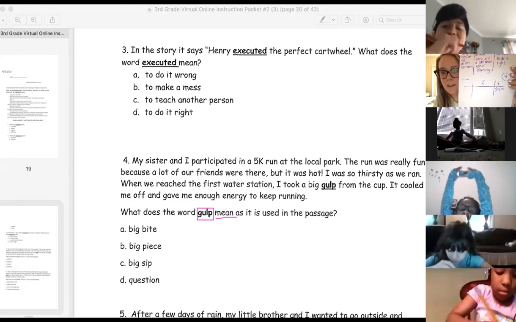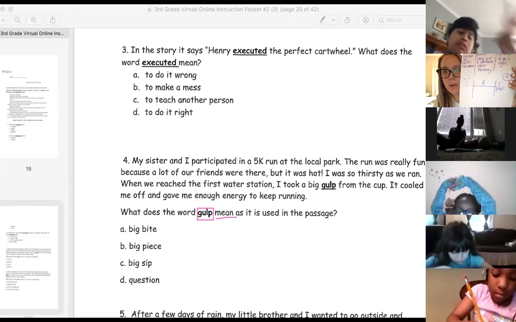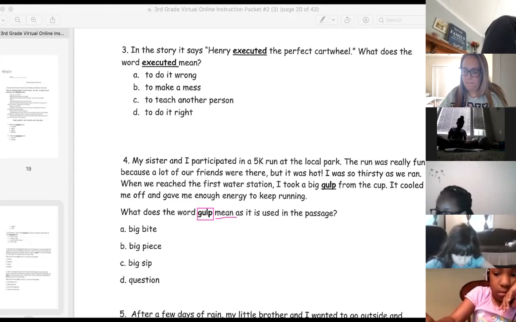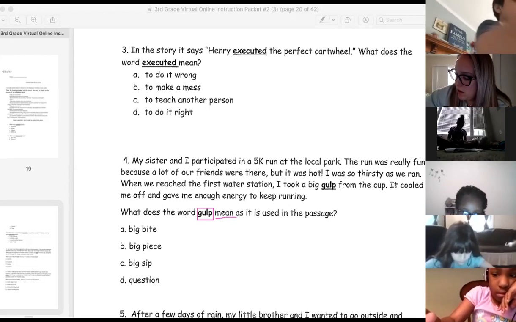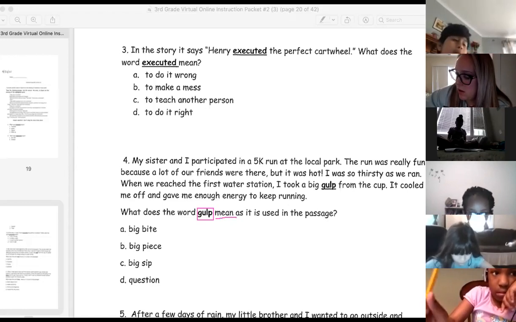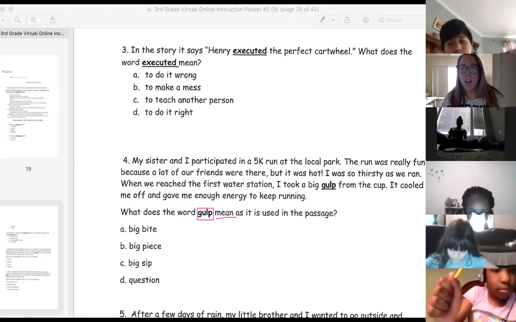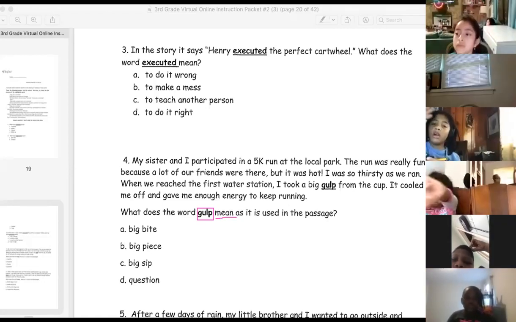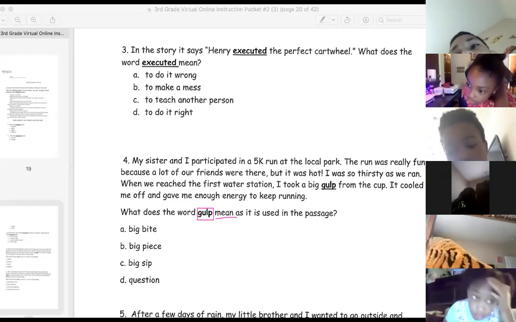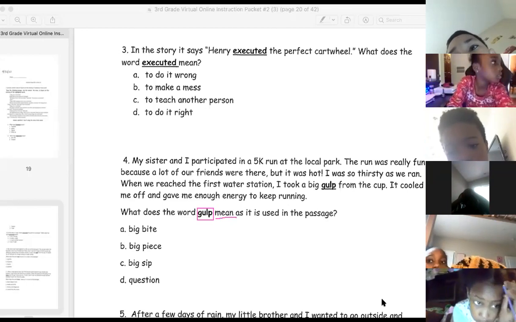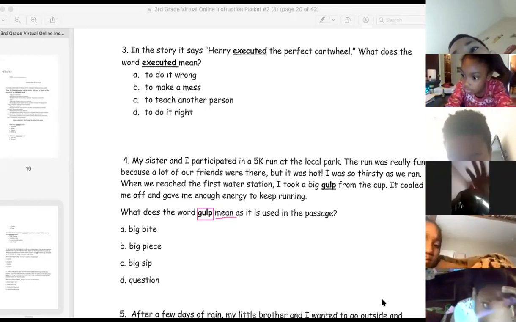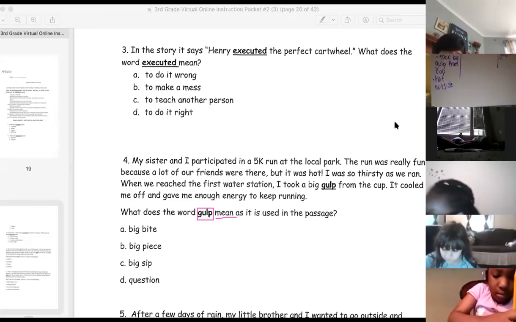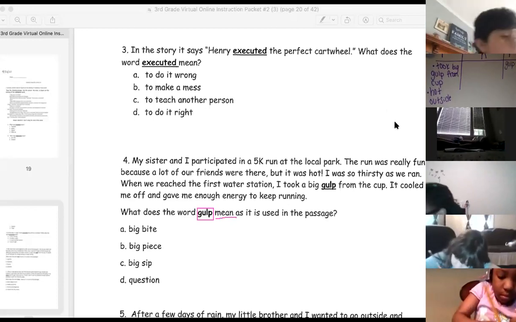Okay. Now, Kaylee, what's our text telling us? Your text is telling you I took a big gulp from the cup. Okay. And there's one other thing that the text is telling us, Kaylee. Why did you take a big gulp from the cup? Because it was hot and I was thirsty. Good. So it's hot outside. So the text is telling us she took a big gulp because it was hot outside and she was thirsty. Yeah. Very good.